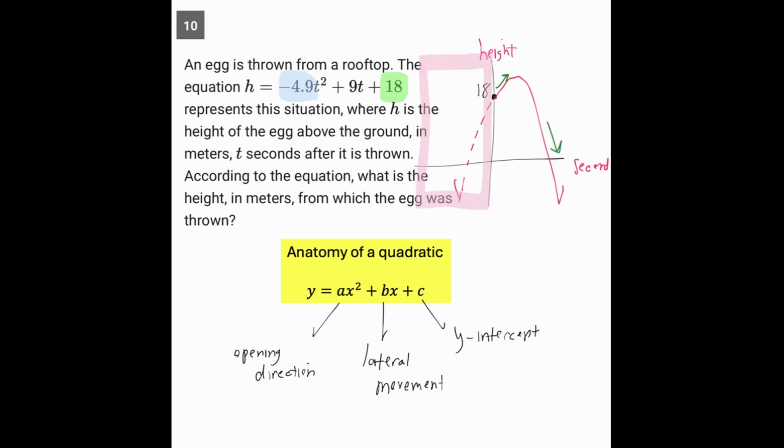So now that we understand it, because we know the anatomy of a quadratic, from what height was it thrown? Well, of course, that's 18.